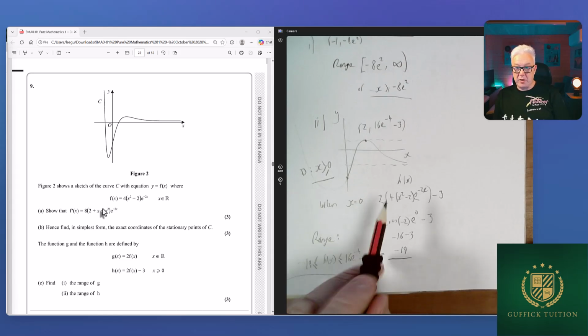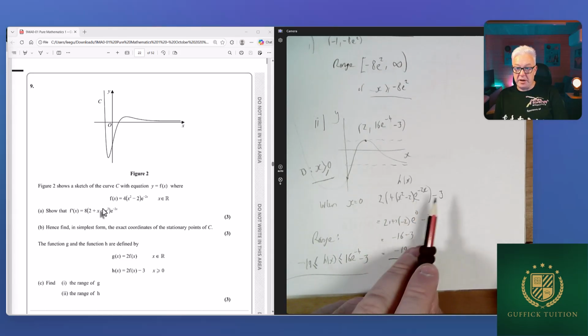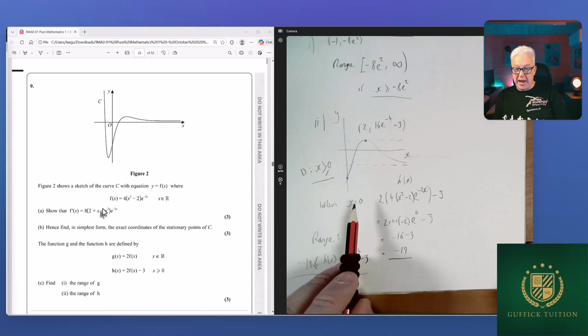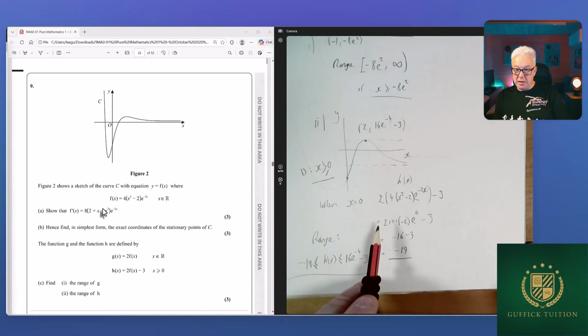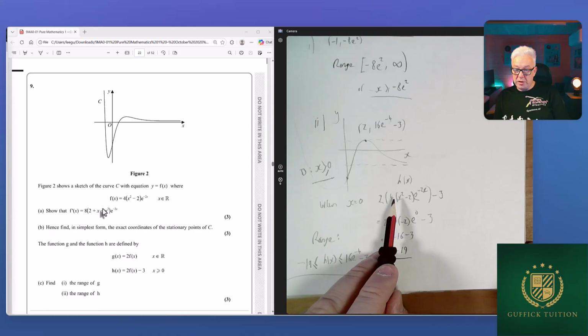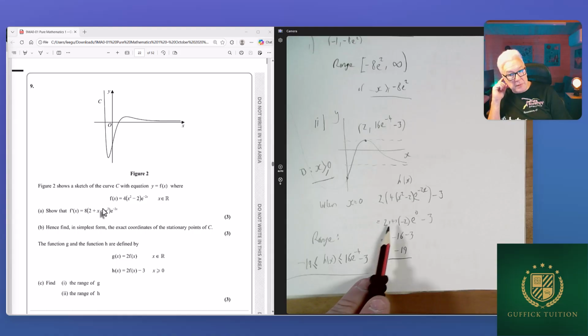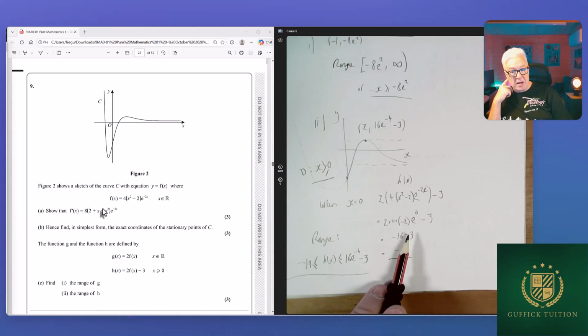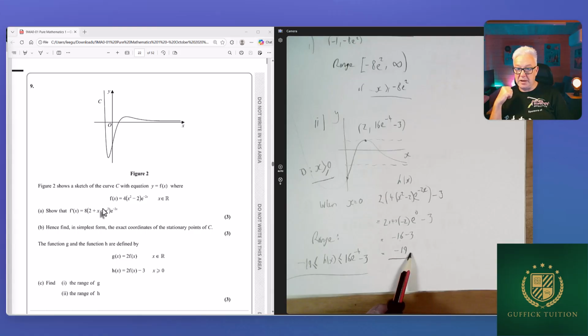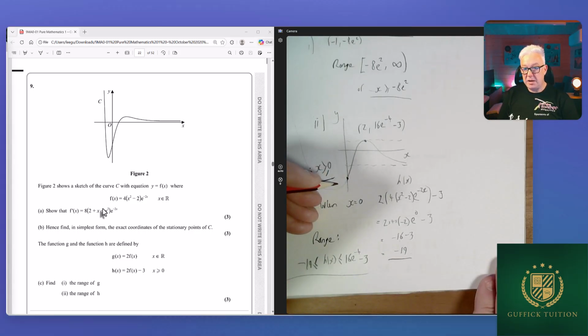So let's go to our equation, 2 times f of x minus 3, and I'm going to sub in x as 0. Okay, so that gives me 2 times 4 times minus 2 times e to the 0, minus 3, which when you work that out, that's 2 times 4 times minus 2 is minus 16, and minus 3 goes to minus 19. So this value here is minus 19 on the y-axis.